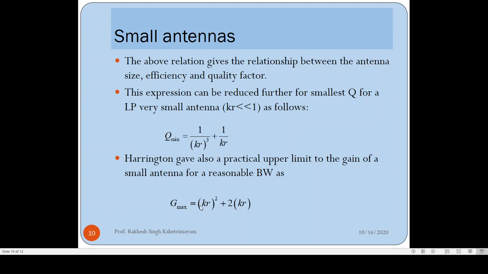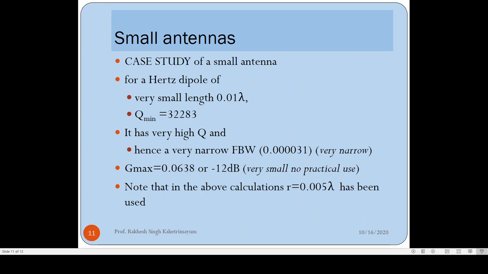If r is very small, gain is definitely going to be small. If r is very small, quality factor is going to be very high. In that case, bandwidth is going to be very narrow because bandwidth is 1/quality factor. So now let's take one simple example and see. Let's say you have a Hertz dipole and the size of the Hertz dipole is 0.01 lambda. This is an electrically small antenna. In that case, you find out Q minimum.